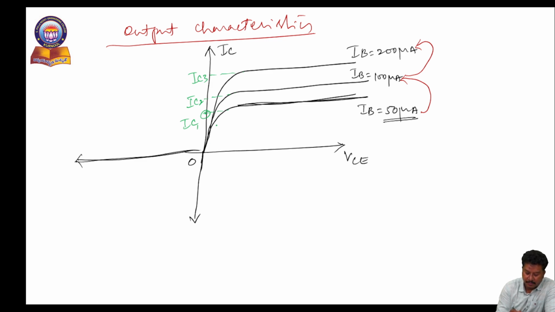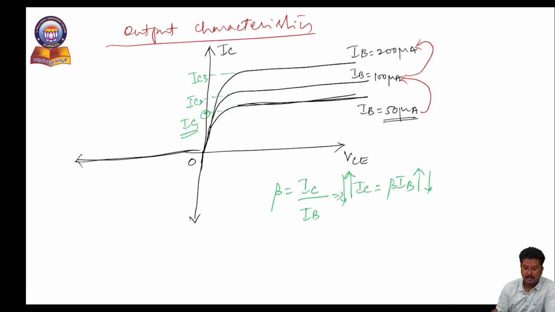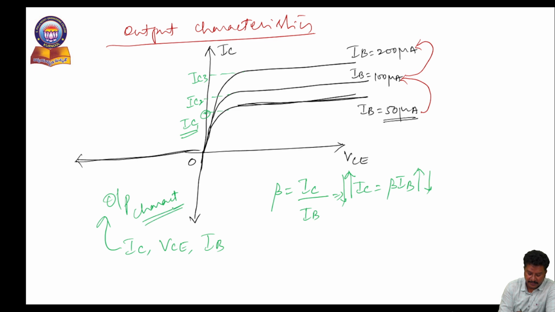As IB is 0, IC is also 0. From the amplification factor of a transistor, we are working on a CE configuration, we know that beta is equal to IC by IB. This implies IC is equal to beta into IB. Where IB increases, obviously IC also increases; IB decreases, obviously IC also decreases. So indirectly, the three parameters I consider, that is IC, VCE and IB, in the output characteristics. These are the three things I consider.